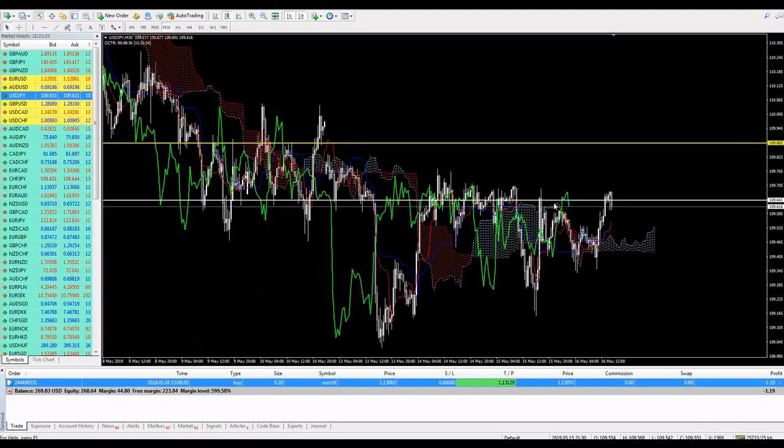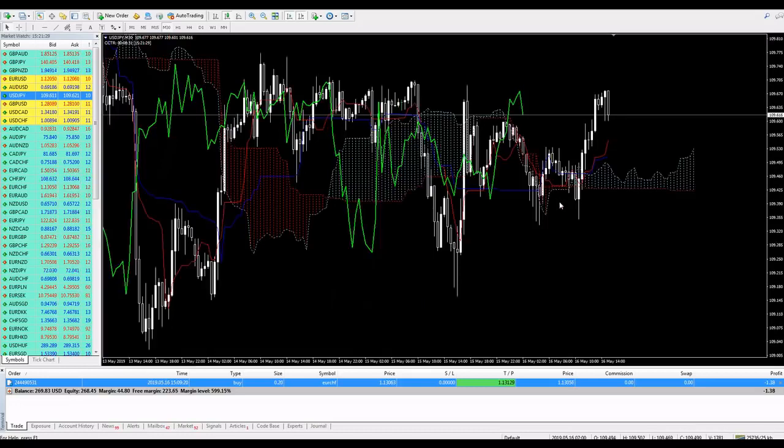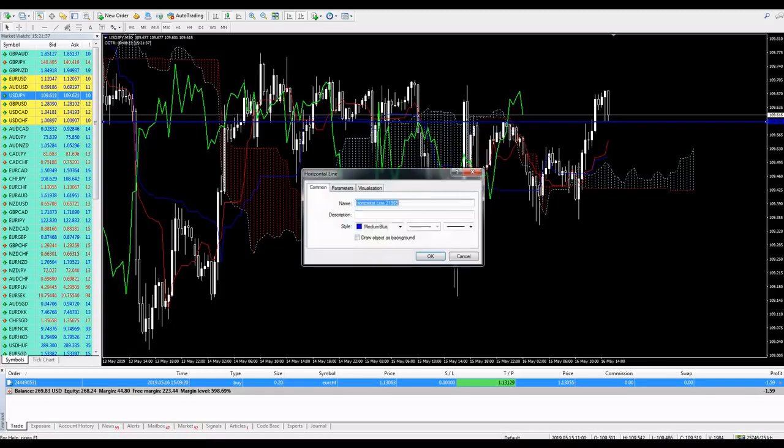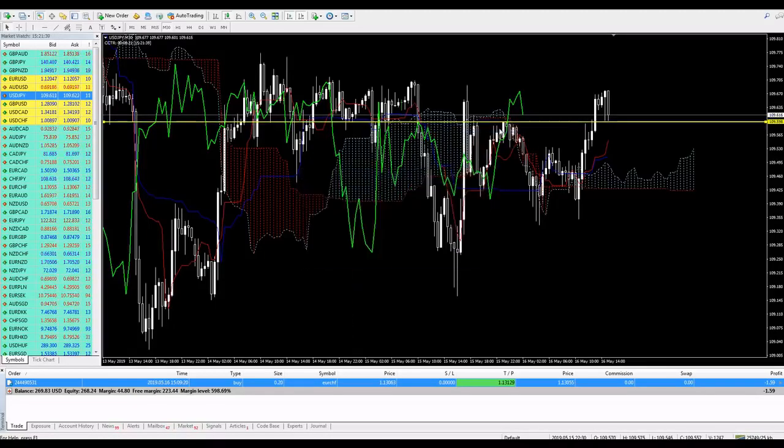So let me try to find a setup first, and I believe we are approaching a good one. Seeing this line here, let me just change the color to yellow. It'll be easier to see. Okay. We can see this level here has already been approached.